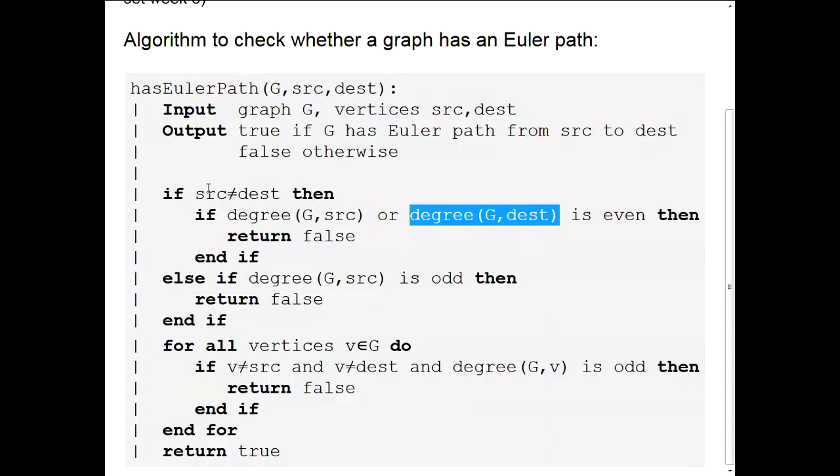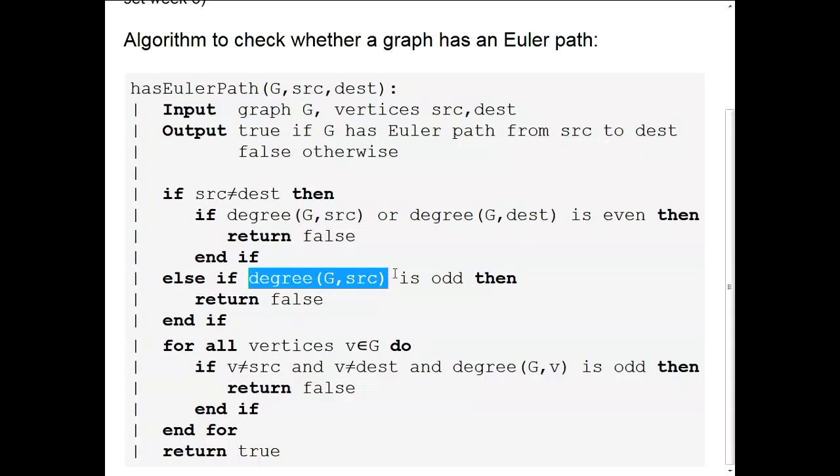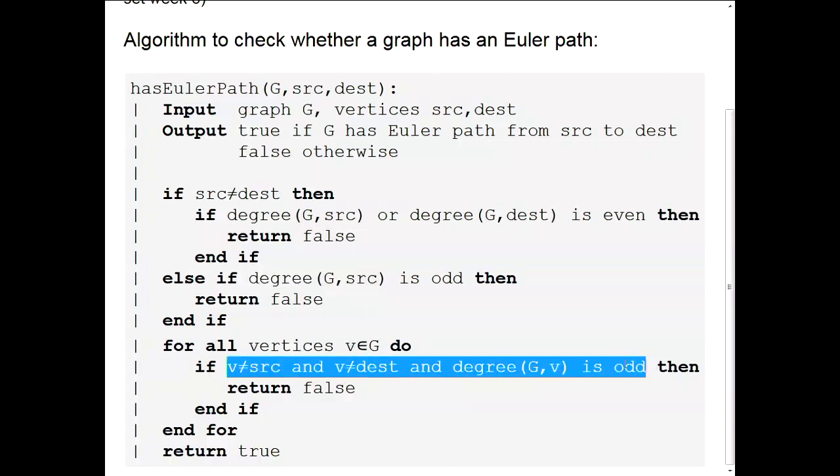When we consider the case where source and destination are actually the same, then all the nodes have to be of even degree. So if the degree of the source is odd, then for a path that would have been good, but for a circuit, this means we don't have a circuit, and therefore it returns false. The last check that it does is for all other vertices that are not the source and the destination, we have to make sure that they are all of even degree. So as soon as we have one vertex whose degree is odd, the answer is no.